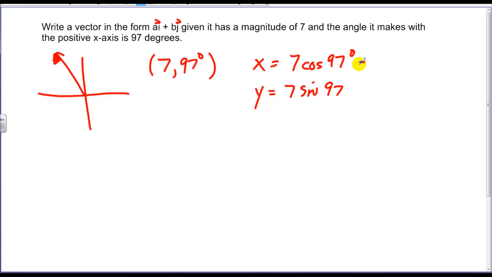7 cosine 97 degrees is roughly 0.85 of the negative type, which makes sense since it's in the second quadrant. And 7 sine 97 is about 6.95. So if I convert those to unit vector form, I have negative 0.85 i plus 6.95 j.